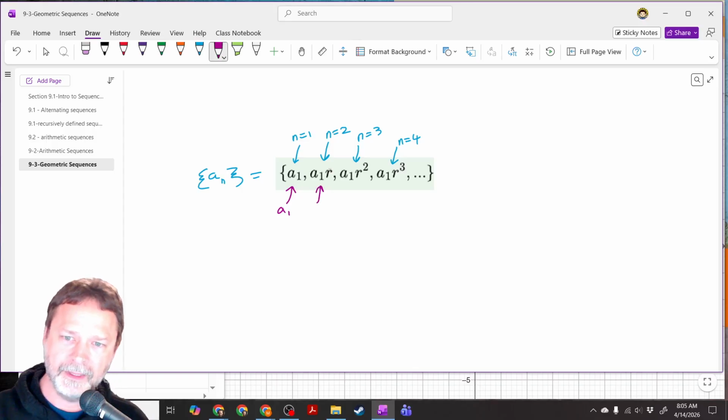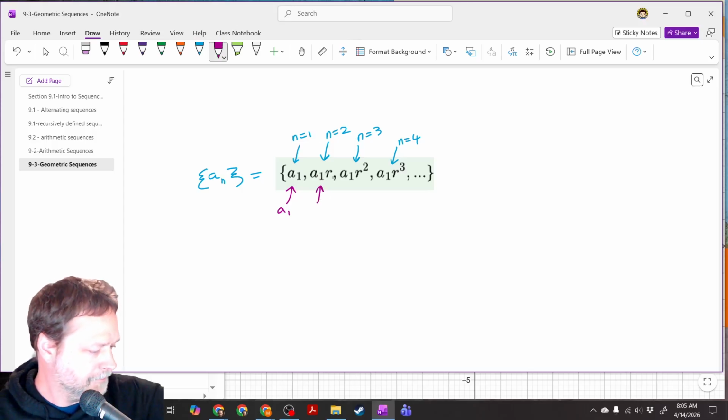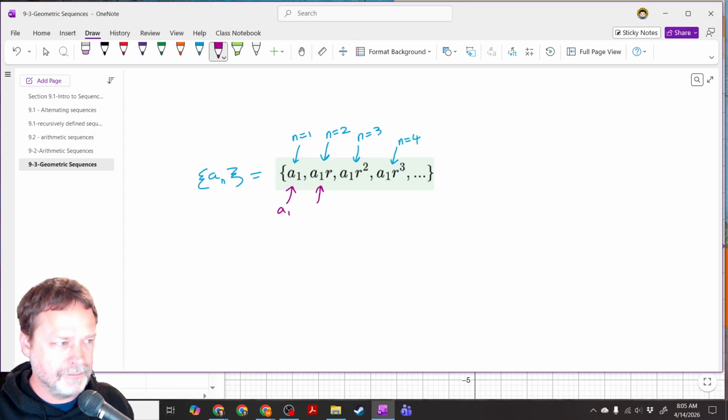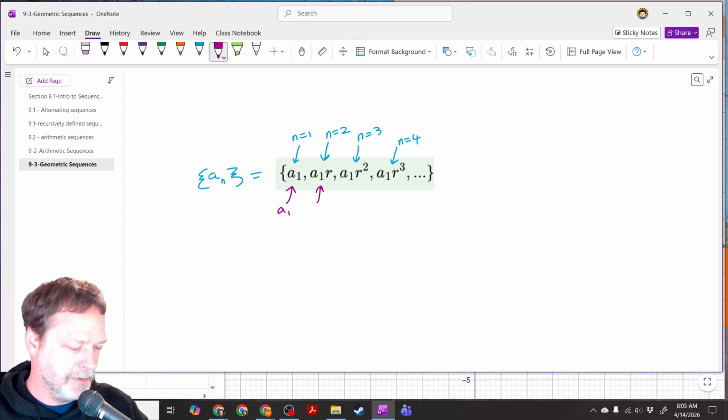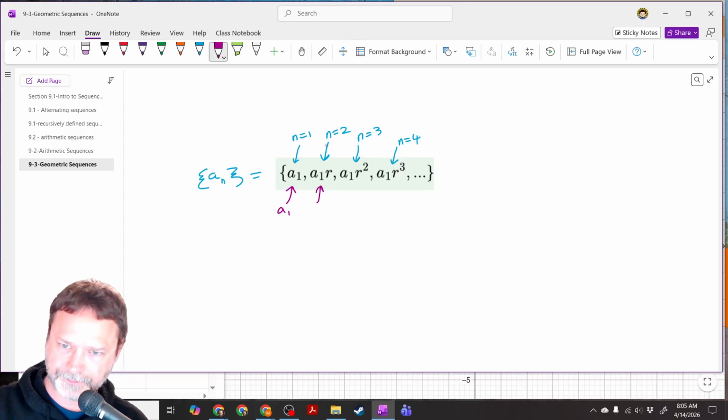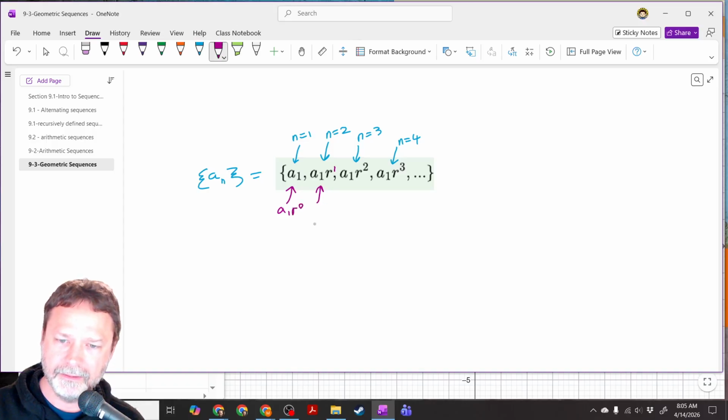This one, look at this too. I mean, look, there's A1 in each of them, right? Here's my A2. But I'm just going to rewrite it. This is my second term, and I have r to the 1. This is my third term, I have r squared. This is my fourth term, I have r cubed. I could write this first term, a sub 1, as r to the 0.